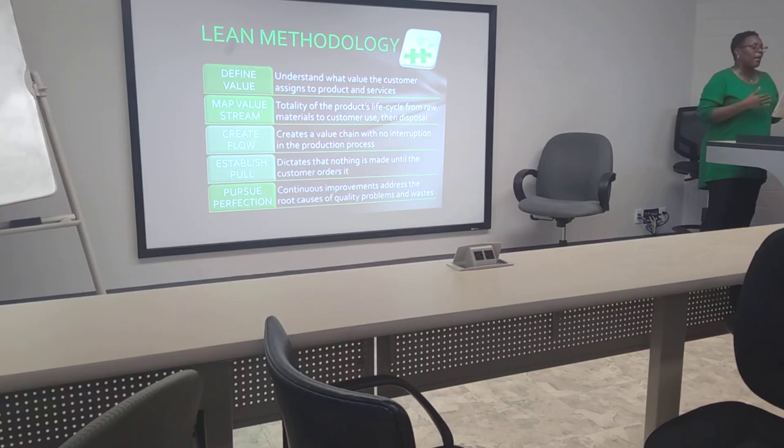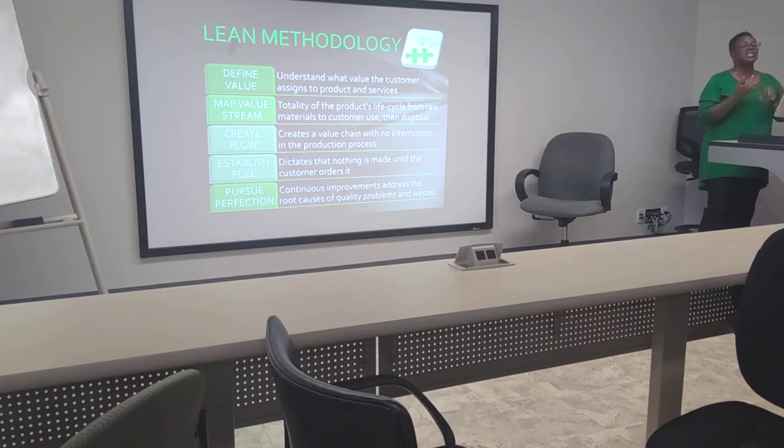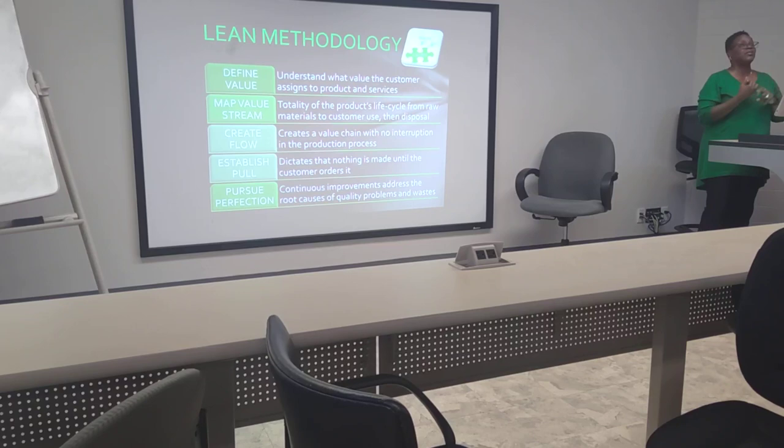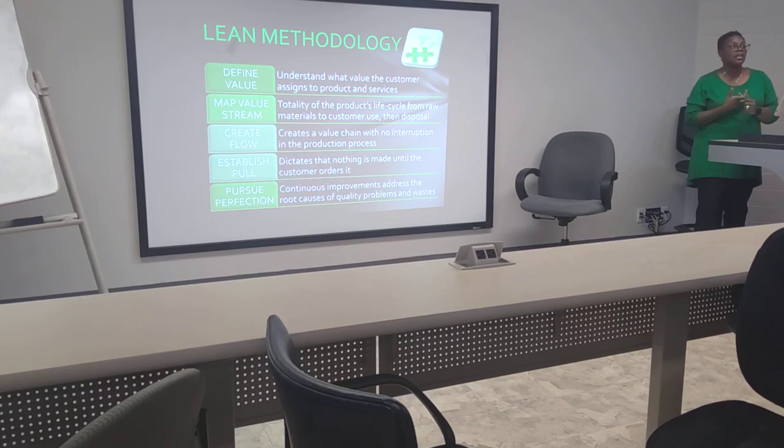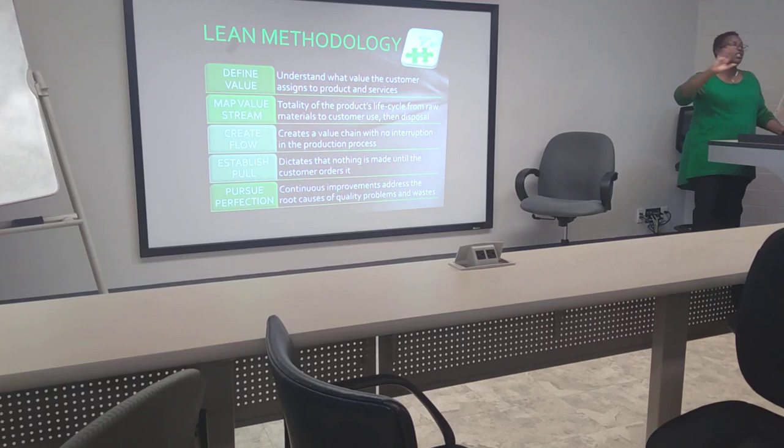Map value stream. So the totality of the product's life cycle from raw materials to customer use. When you think about pharmacy, what is that life cycle when the prescription is sent to the pharmacy? It's sent to the pharmacy from the doctor or it's dropped off. What's the process of filling that? What's the insurance need? When can the patient pick it up? Is it on back order? And then the patient finally comes to pick it up. How long does that process take? So it's a value stream map, and a lot of organizations use this to find out where the gaps are in the system. So we'll talk about gap analysis later.